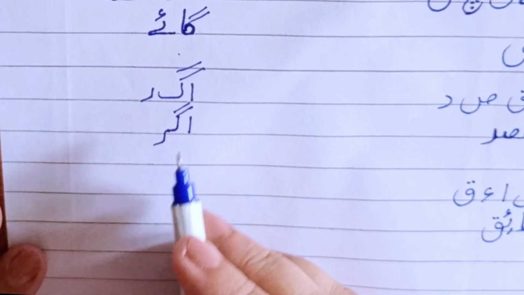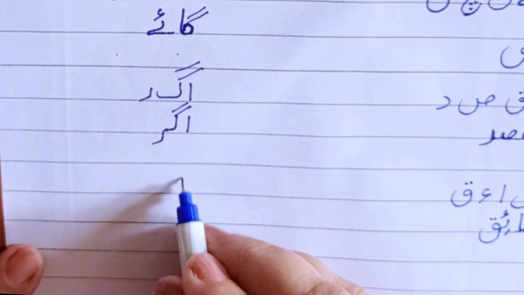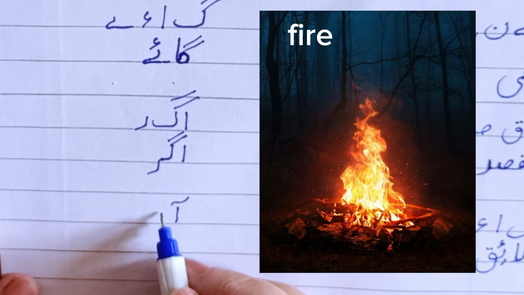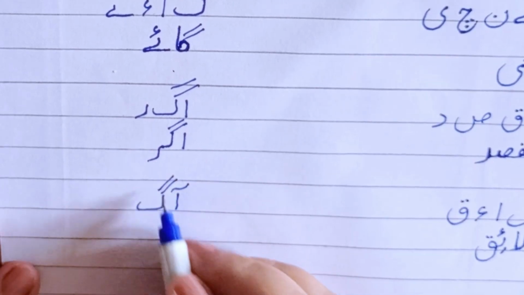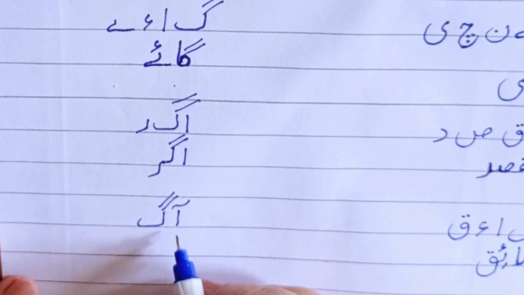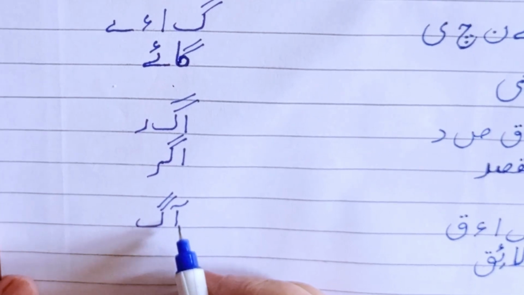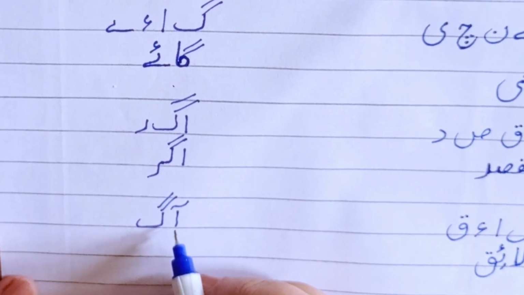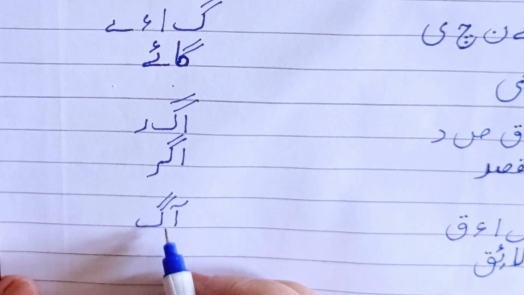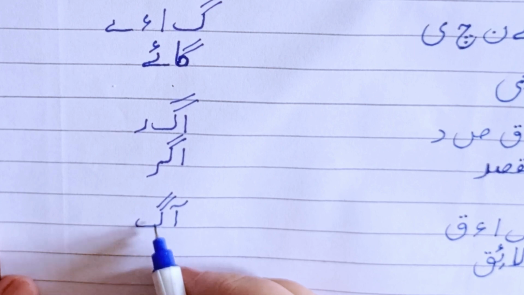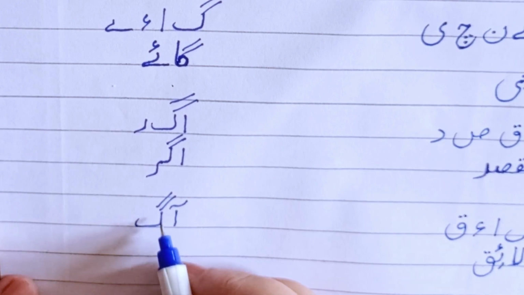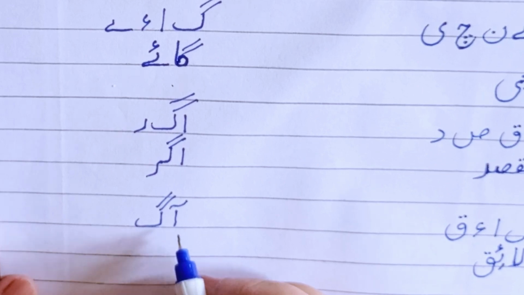Last position of kaf, and the word is ag. Alif mada, and then kaf. And this word will be written in the same way because alif mada is non-connected and kaf is the last letter, so we can't connect kaf with alif mada. So ag will be written like this, and this is the last position of kaf. Ag means fire.